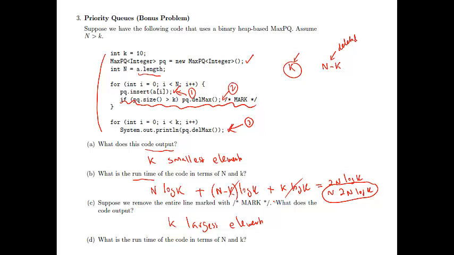The runtime you can assess like this. If you don't have that line, you insert n elements into a priority queue of size n. That would be n log n. And then you're printing k elements from that priority queue, so it would be k log n. Now, if you think about the tilde notation, you can say this is n log n in tilde notation because k would be smaller than n.